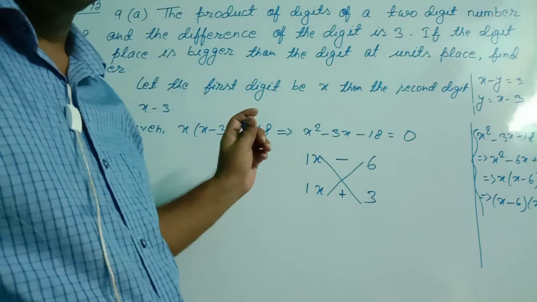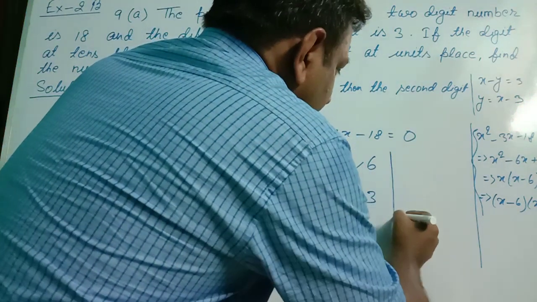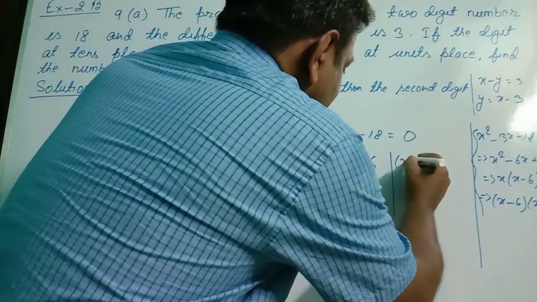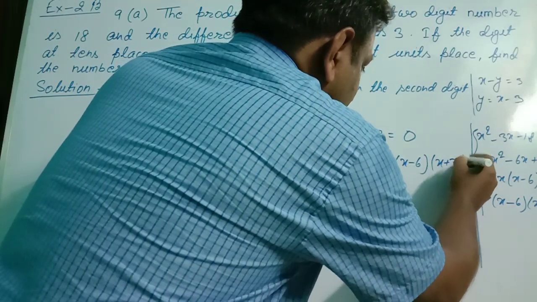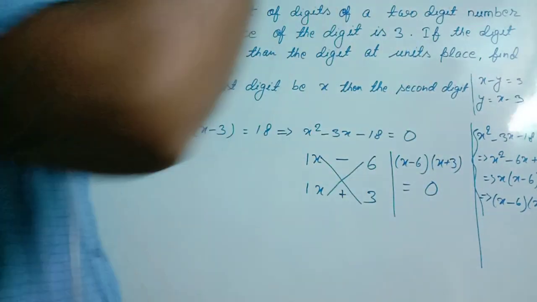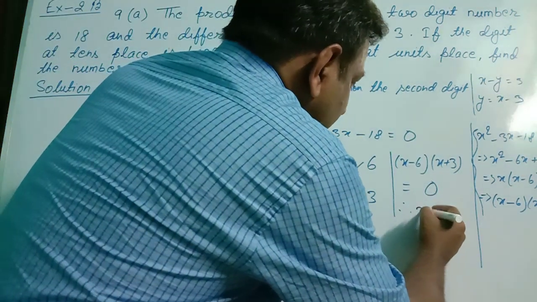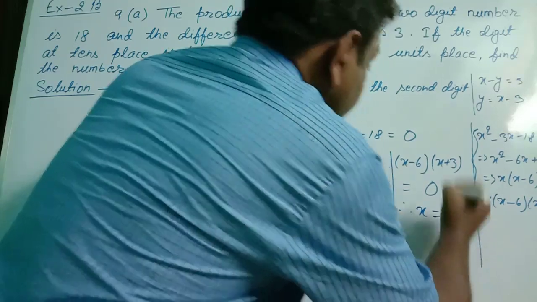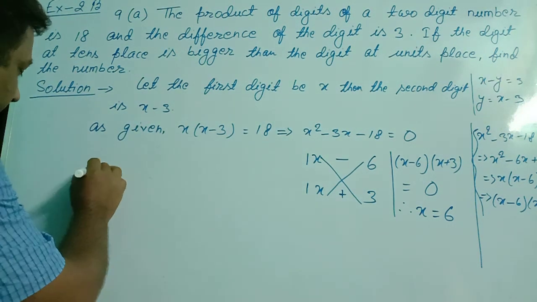Now your work is finished. So this side you can write what are your factors: x minus 6 and x plus 3 equal to 0. Is it? So the value of x equal to 6. We can write both the numbers, both the numbers we can take. Now what is the number? Write the number here.